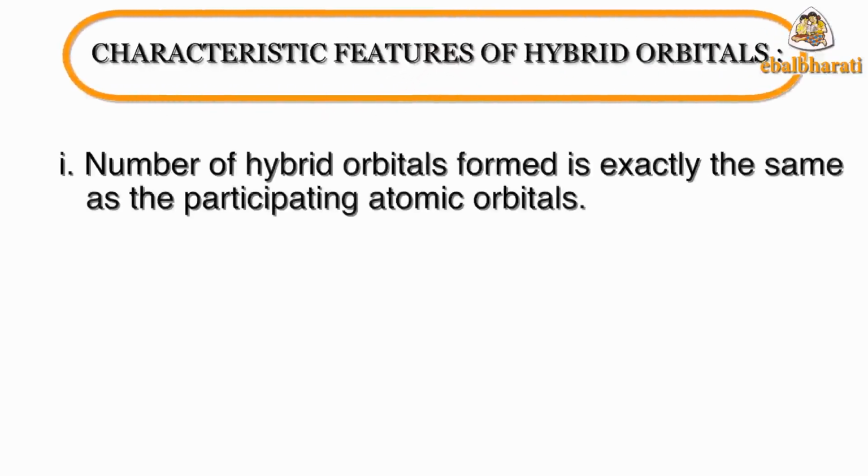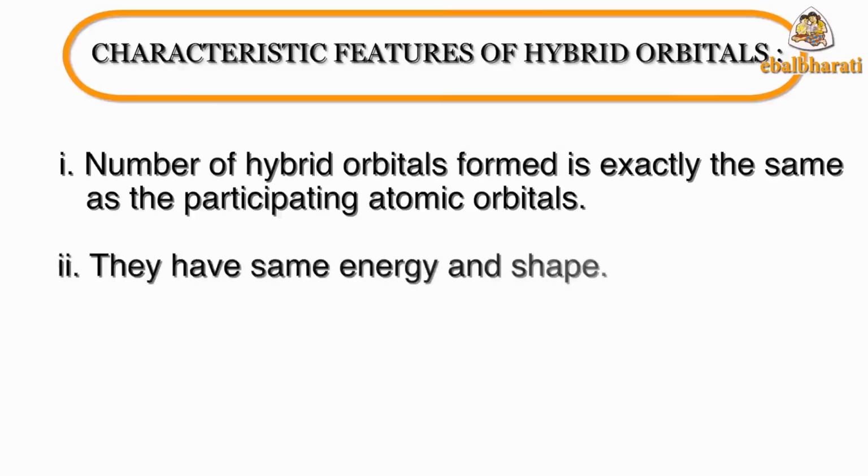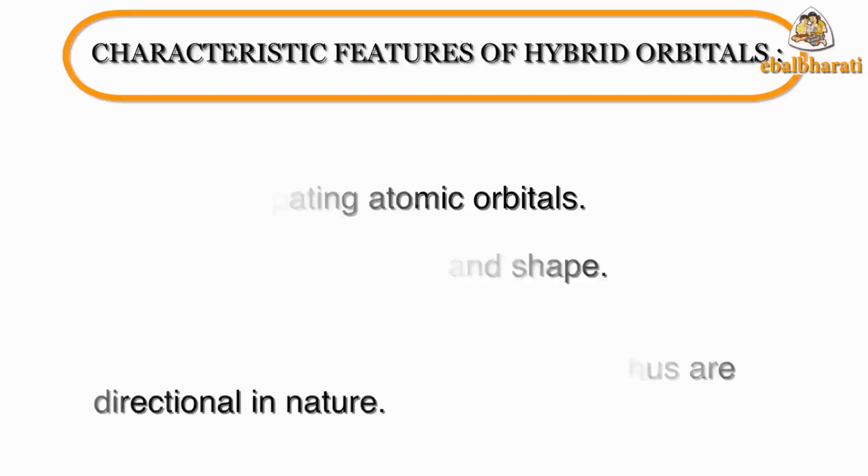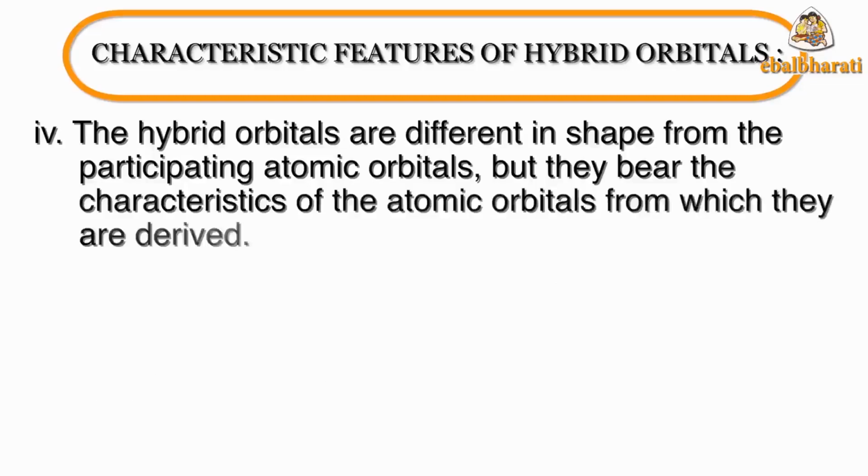The number of hybrid orbitals formed is exactly the same as the participating atomic orbitals. They have the same energy and shape. Hybrid orbitals are oriented in space in such a way that there is minimum repulsion and thus are directional in nature. The hybrid orbitals are different in shape from the participating atomic orbitals, but they bear the characteristics of the atomic orbitals from which they are derived.